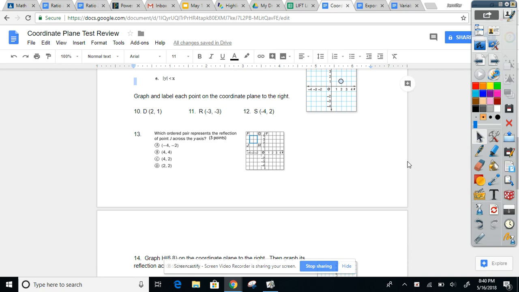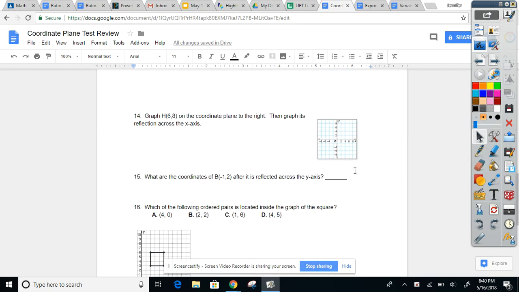Okay, next. Number 13, it says, which ordered pair represents the reflection of point J across the y-axis? Okay, we've talked about reflections. Please pay attention to which axis it wants you to reflect across. So this one wants you to reflect across the y-axis. It's labeled on the graph, but remember my y-axis goes straight up and down, and my x-axis goes from left to right, okay? I'm not going to give you that answer. You can figure that one out. If you're confused, raise your hand and I'll come to you, okay?